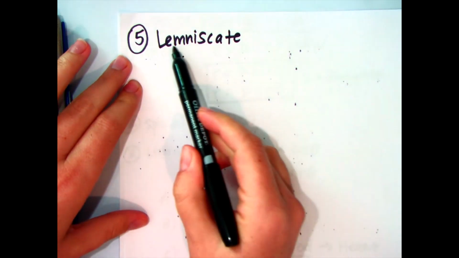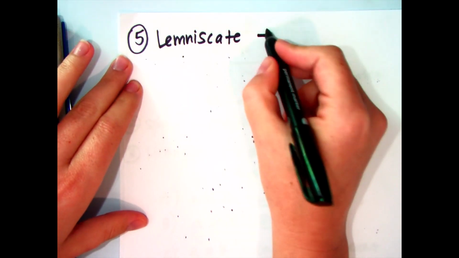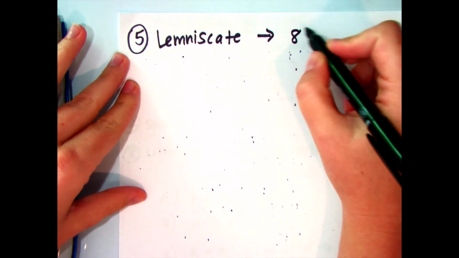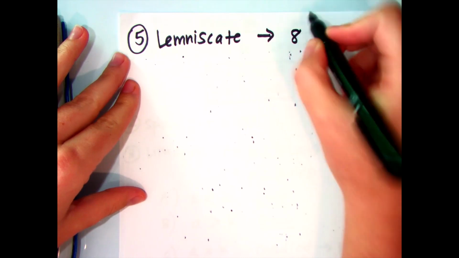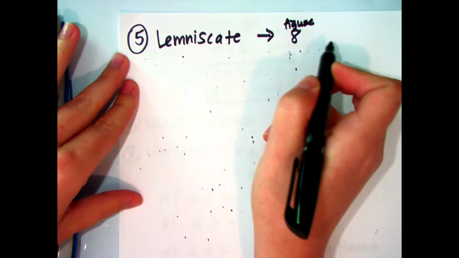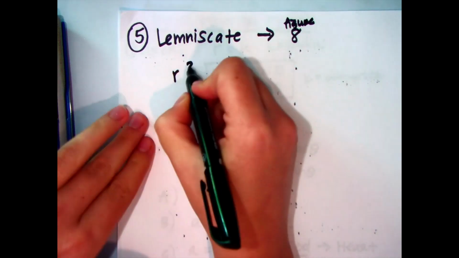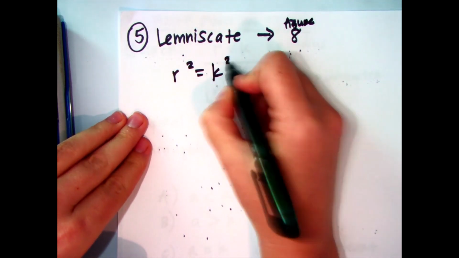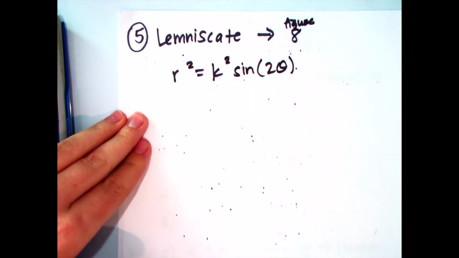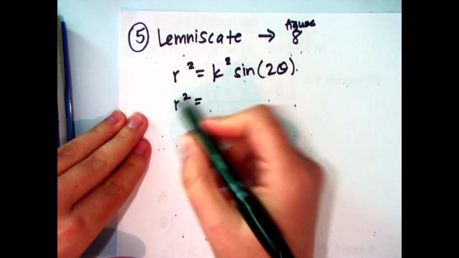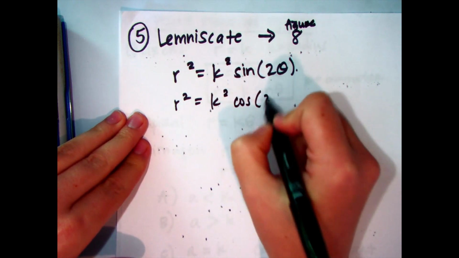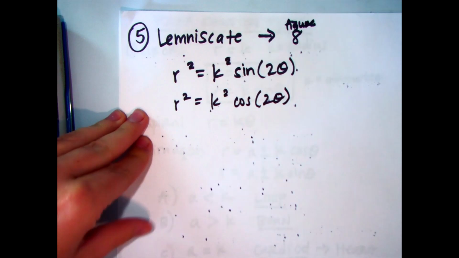limnoscate, like the number 8. These actually produce figure 8s when you graph them. So they produce figure 8s, a limnoscate figure 8. The equation for this looks really complicated, which is kind of good for you because they're the easiest to recognize. So we have, of course, the sine version and the cosine version.